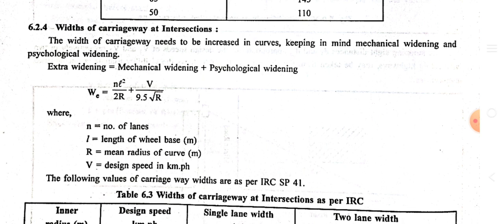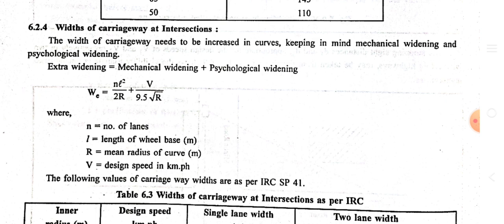Now the next point is the width of carriageway at an intersection. The width of the carriageway needs to be increased in a curve, keeping in mind that mechanical widening and psychological widening are provided. So here, extra widening has two parts: the first is mechanical widening, and the second is psychological widening.